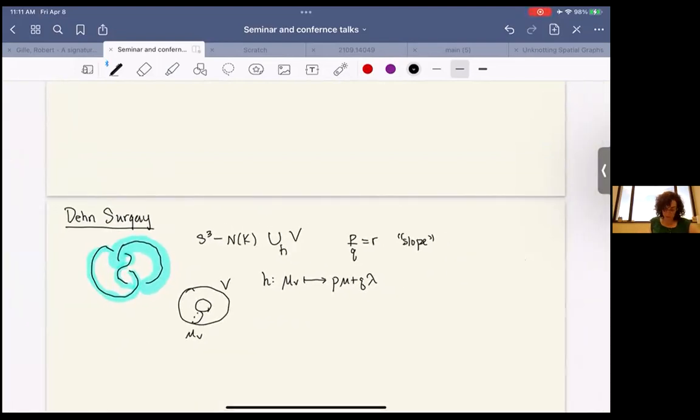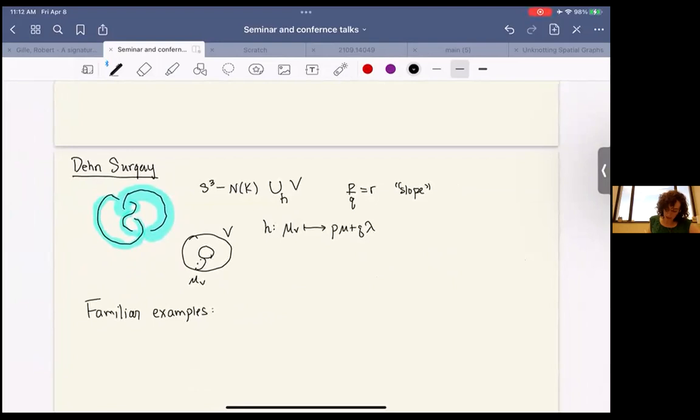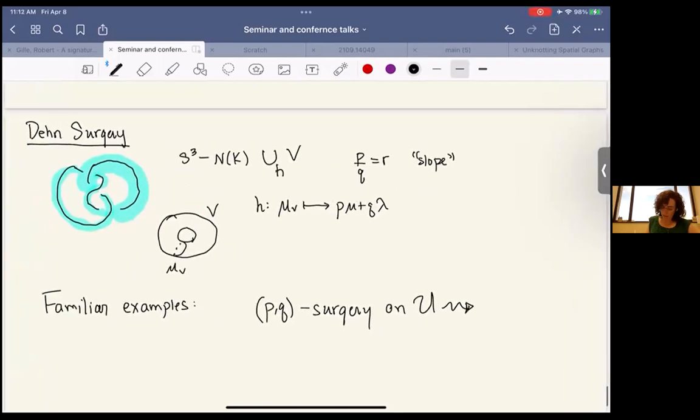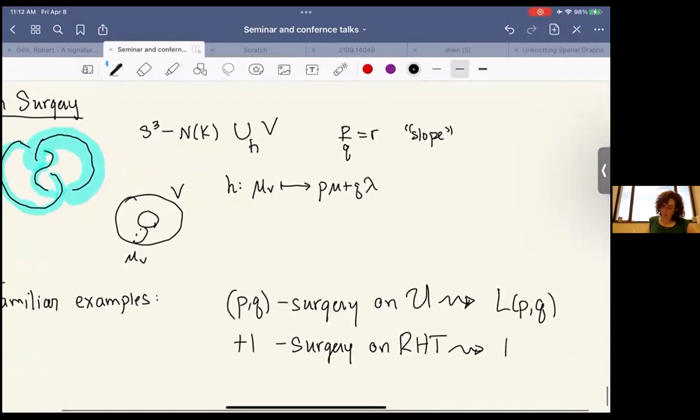And there's lots of familiar examples of these. So here's a few familiar examples. So we could take p, q surgery on the unknot, and that's going to give you a lens space L(p,q). Or you might want to correct me with the sign, and I never understand how the sign works, but I'll just say L(p,q) for now. You can take plus one surgery on the right-handed trefoil. And if you do that, you're going to get the Poincaré homology sphere.